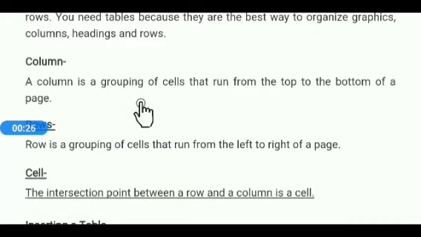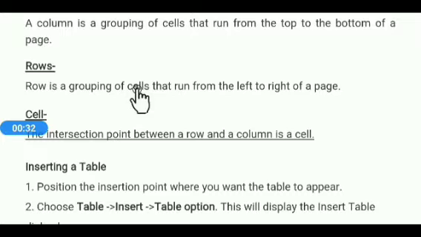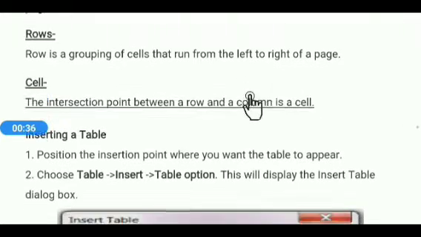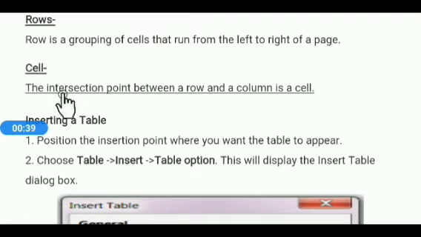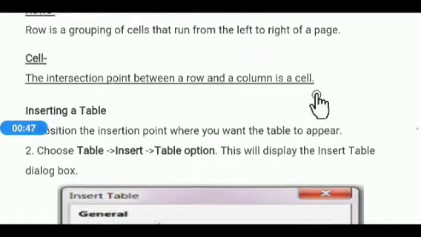Then first is, what is a column? Column is a group of cells that run from top to bottom. Row is a group of cells that runs from left to right of a page. The next is cell. The intersection between a row and column is known as cell. It is a small rectangle box in a table.